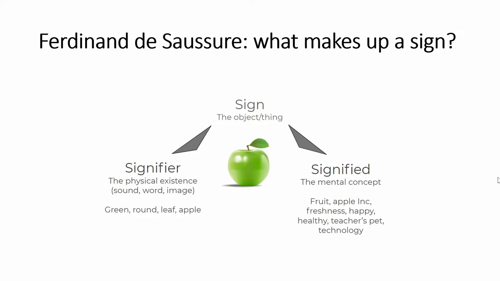Be considered a sign. Also, Ferdinand de Saussure claimed that here we have an apple, yes, so some signs are referential in that they have reference in the real world. Here we can talk about apples, about any objects.